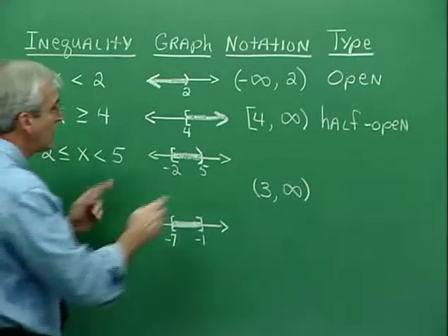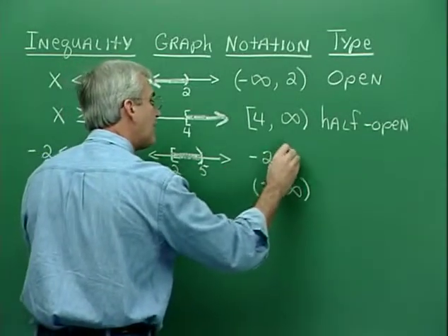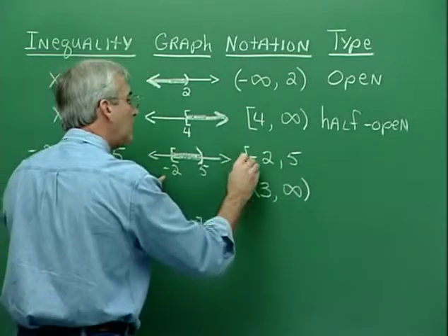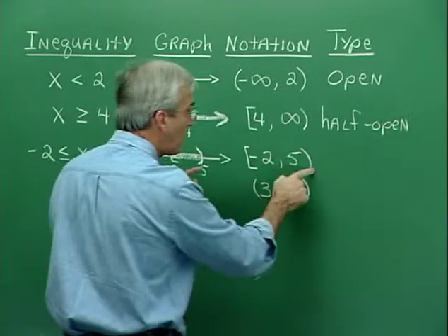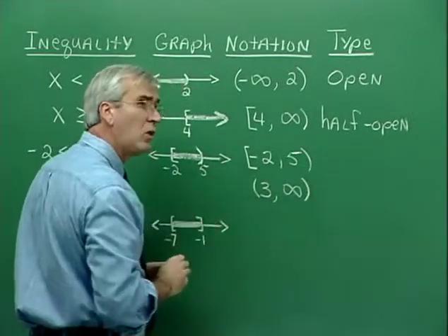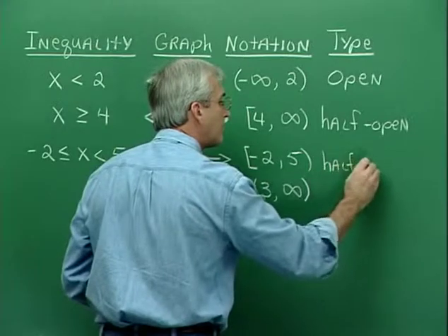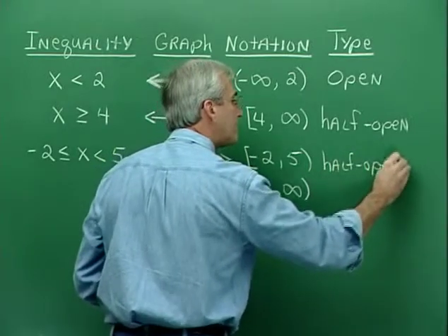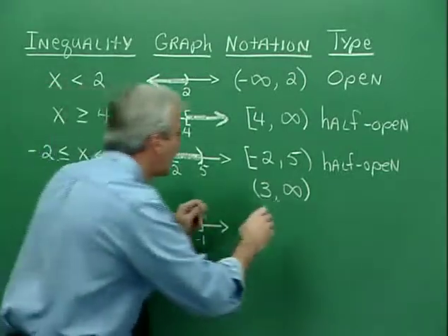For interval notation, it kind of follows what we have right here. It's the interval from -2 to 5. We want to include the -2, but we don't want to include the 5. And once again, since we have the open indicator on one end and the closed indicator on the other end, we have a half open interval.